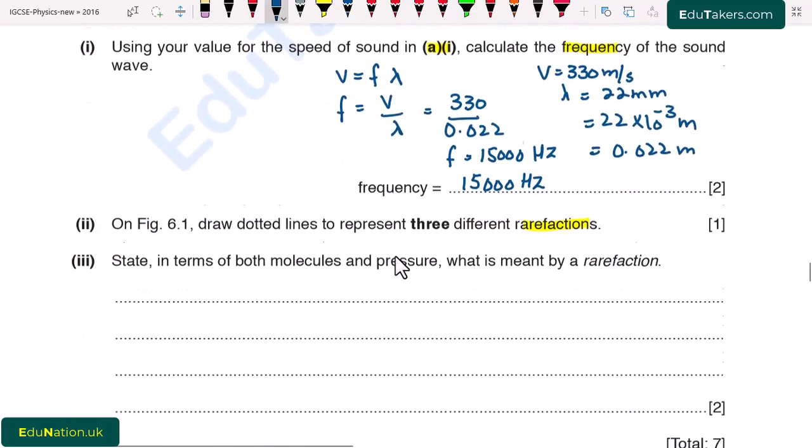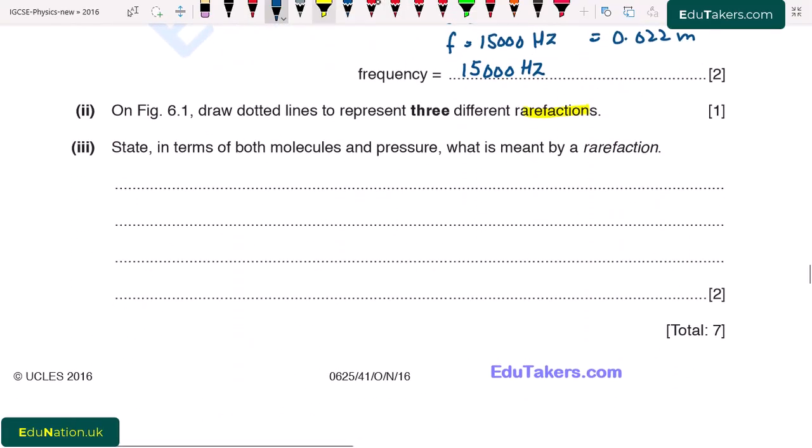Going towards the next part, part 3. State in terms of both molecules and pressure what is meant by rarefaction. So rarefaction is a region where the molecules are far apart, where the distance between the molecules is very large, and the pressure of the air molecules is below normal.